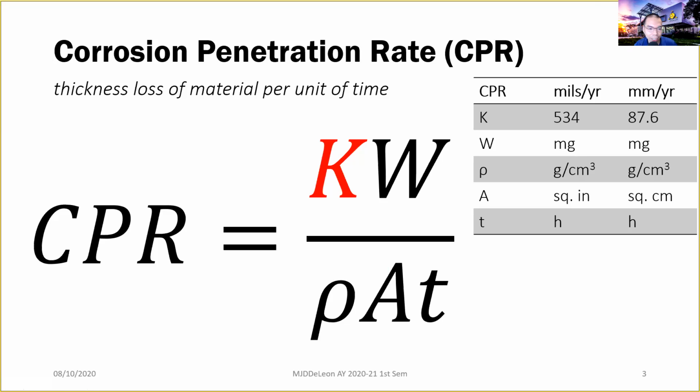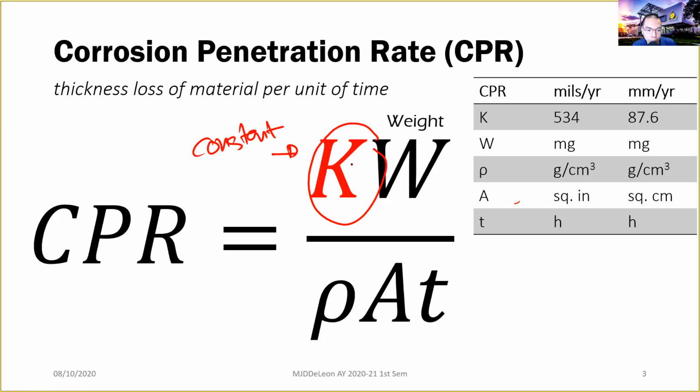And ang units nito, wait, nasan yung aking setup. So, ang corrosion penetration rate natin, this is just thickness per time. So thickness loss of material per unit of time, and CPR is equal to KW over rho AT, where K is just a constant.